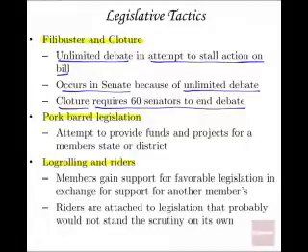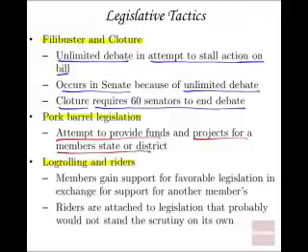Now again, pork barrel legislation. A lot of politicians rail at pork barrel legislation. At the same time, they're the ones that engage in it, because pork barrel legislation is bad for the country when you take it as a whole. If you're a congressman, it's good. You are bringing the pork back to your district. Pork barrel legislation is an attempt to provide funds and projects for a member's state or district.